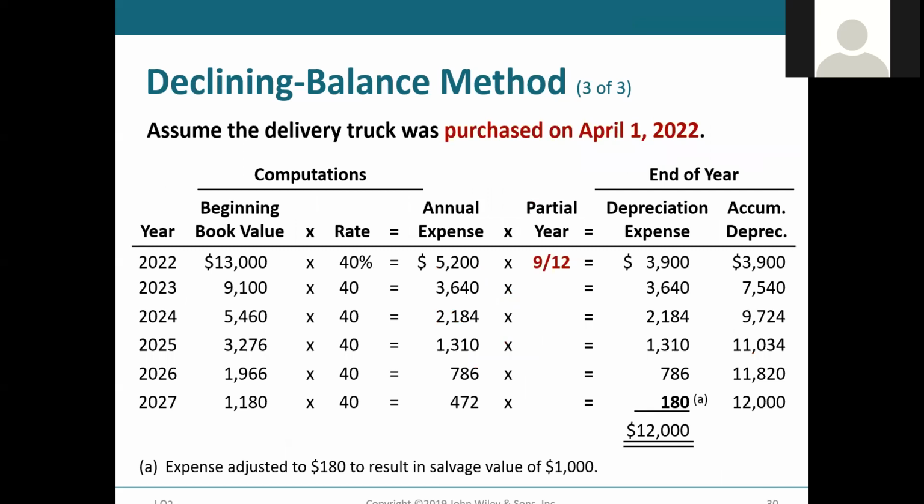Assume the truck was purchased on April 1st. Again, they're showing us this business where they bought the truck after 3 months. So the first year, only 9/12 of that, only 9 months' worth of depreciation would be recorded in 2022. So it's 13,000 times 40% equals 5,200. But then we have to multiply that by 3/4 to get the first year's depreciation expense. And the last year would be whatever the number is necessary to come up to a salvage value of $1,000.